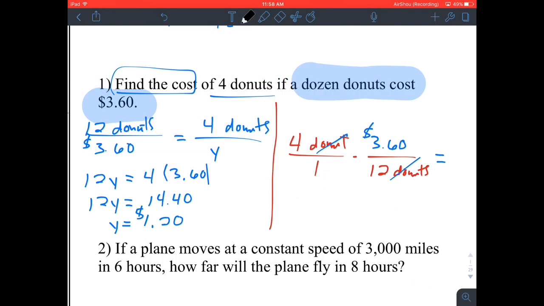We can divide both 4 and 12 by 4. So we end up with $3.60 divided by 3, and that once again is $1.20. You can do this problem in 2 different ways. They both work wonderfully, whichever way you're more comfortable with that you would want to do.